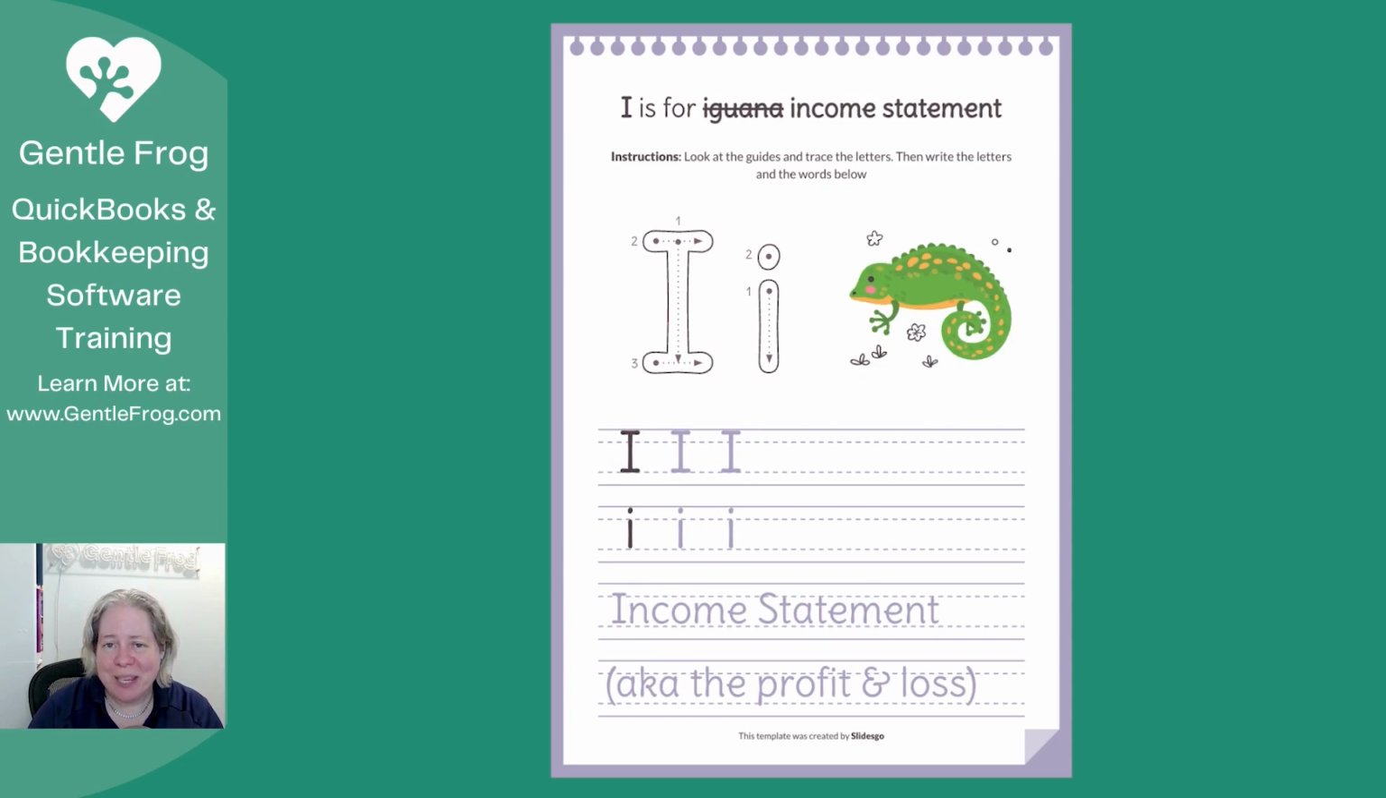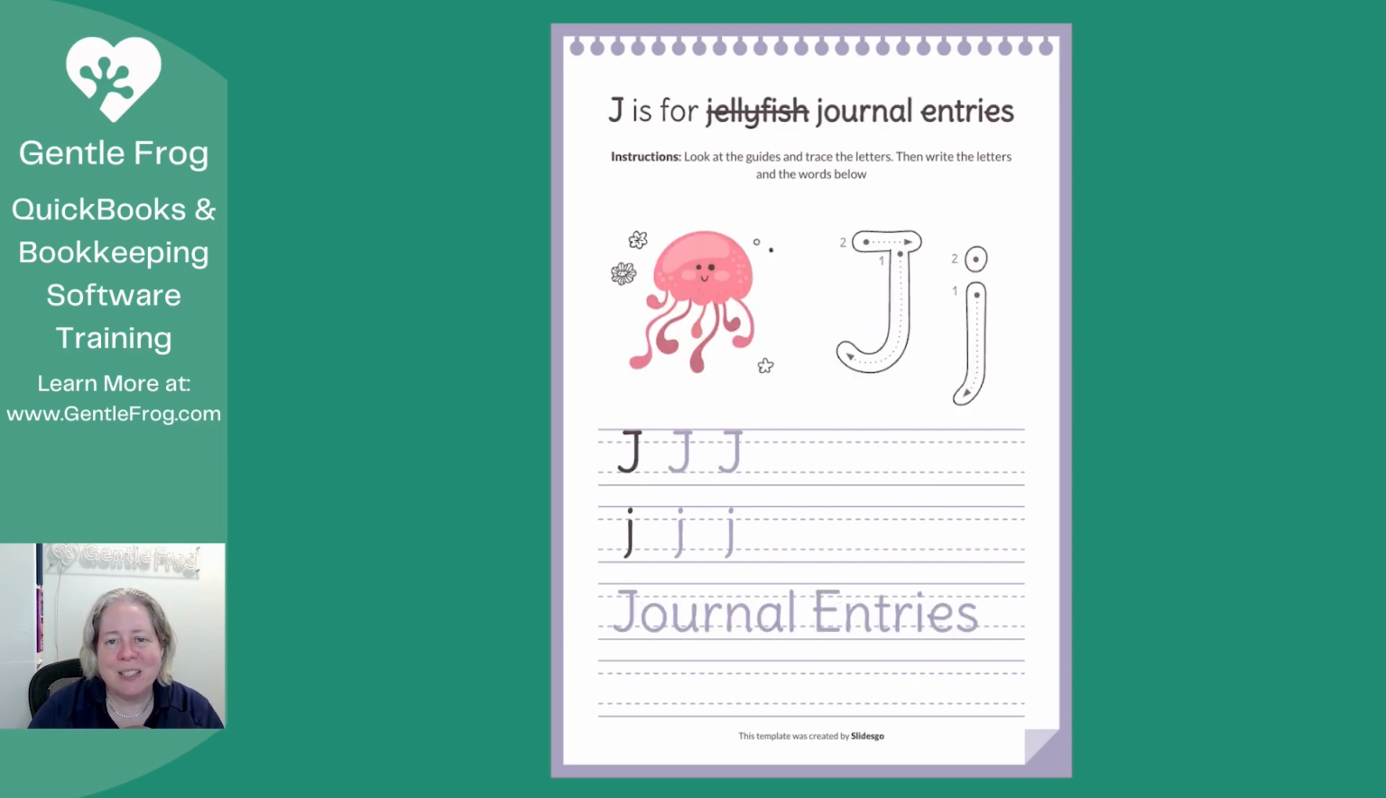I is for income statement. The income statement is also known as the profit and loss statement. This is going to be the summary of everything your business has earned and everything that your business spent money on, but for a specific period. You get to pick the start and stop dates for this report. J is for journal entries. Journal entries are a way to record entries within your accounting software. It's the thing with a debit and a credit.